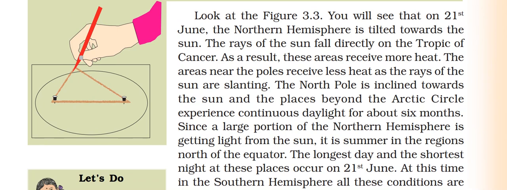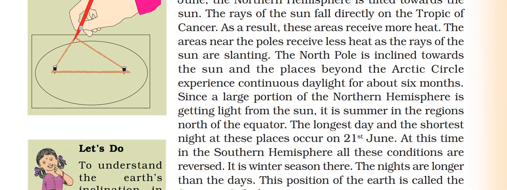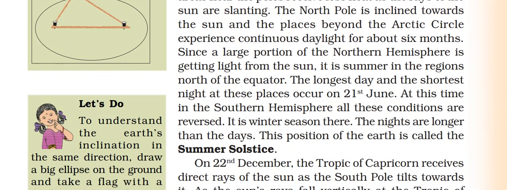The rays of the Sun fall on the Tropic of Cancer as the North Pole is inclined toward the Sun. The longest day and the shortest night at these places occur on 21st June. So the longest day in India and the shortest night is on 21st June. At this time, in the Southern Hemisphere, all those conditions are reversed, and it is a winter season there.